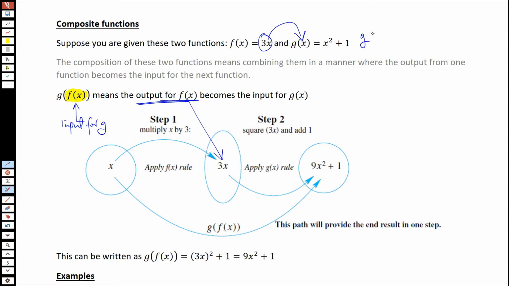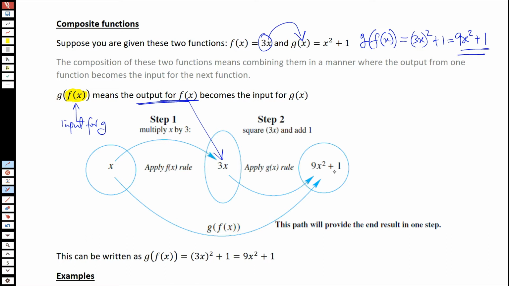g of f of x will be, now remember here, what g does, it squares the input and adds 1. So if the input is 3x, it will square 3x and add 1. Now 3x squared will be 9x squared plus 1. So that will be the output for g, and that's what you have here. So this is a composite function.